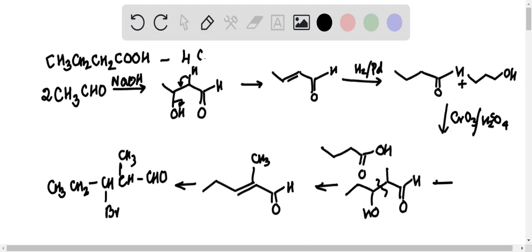so it is CH3CH2CHO on aldol condensation. This and this on heating gives the alkene, and then HBr addition gives the product.